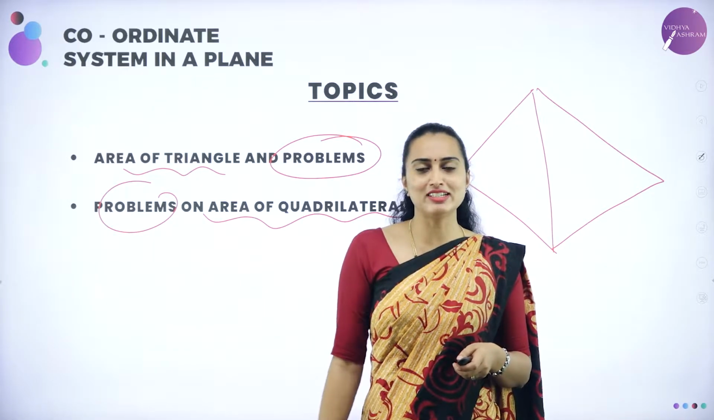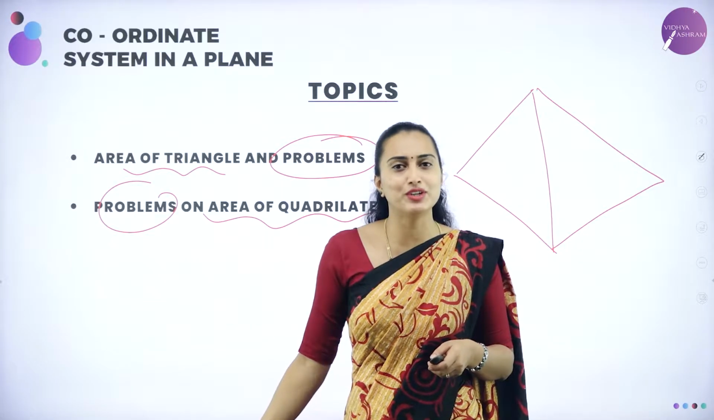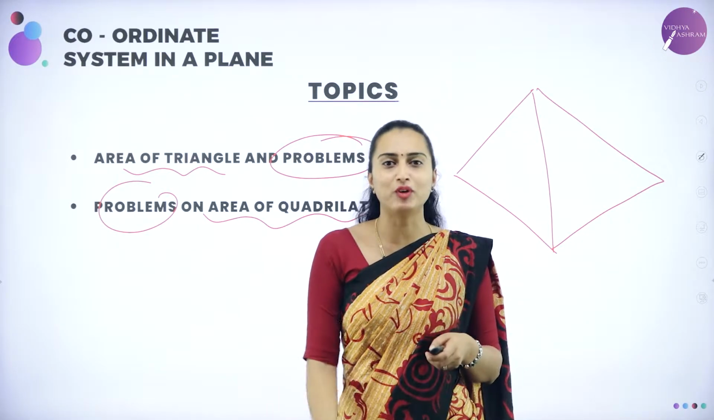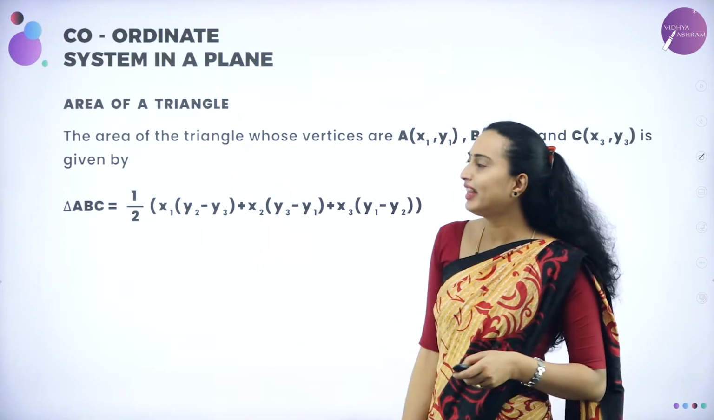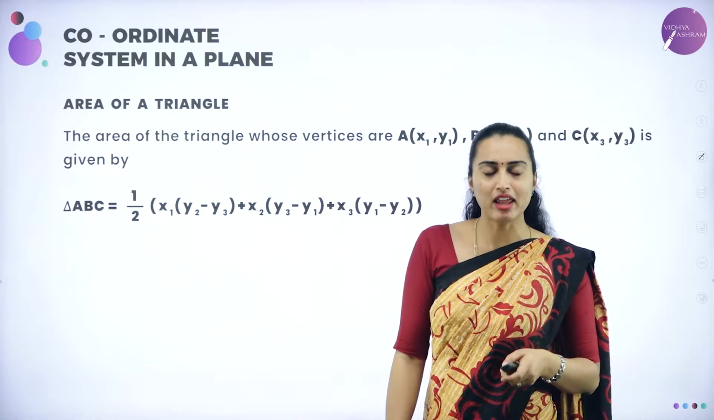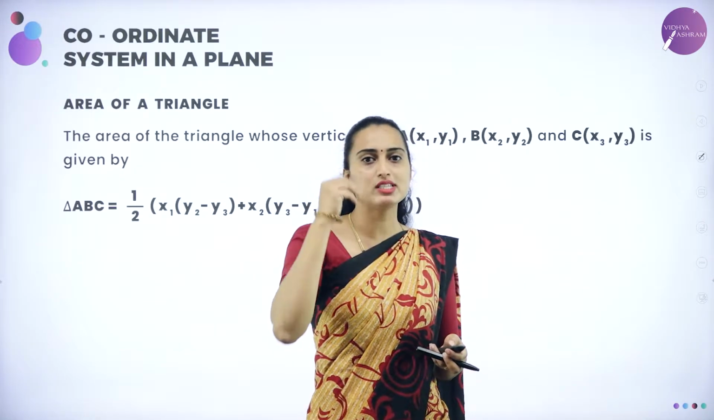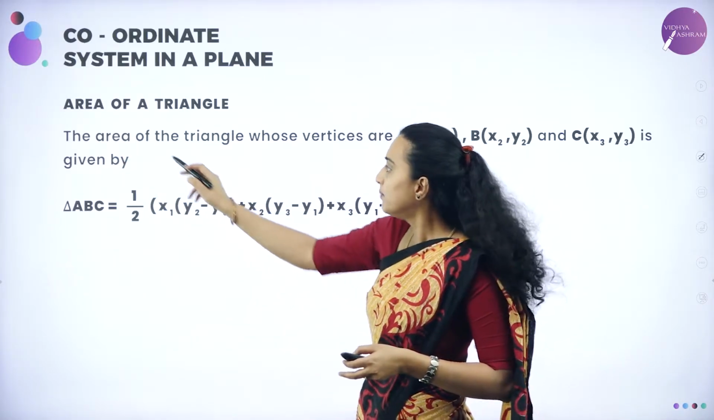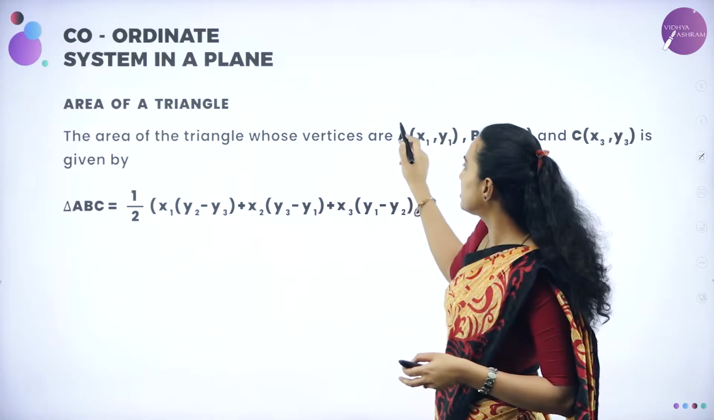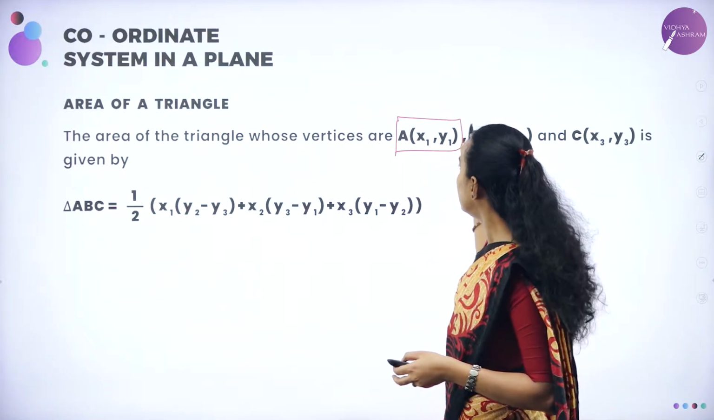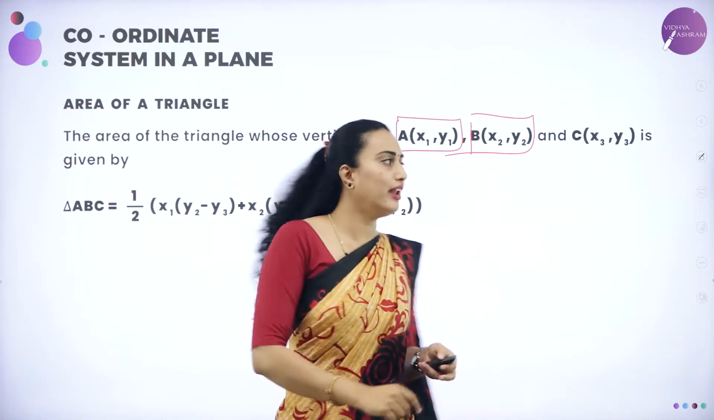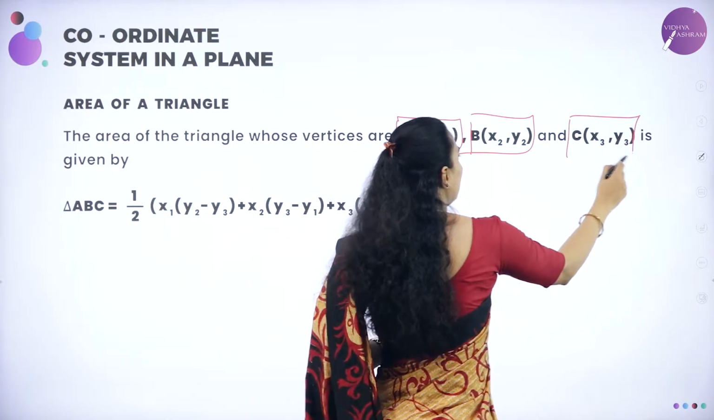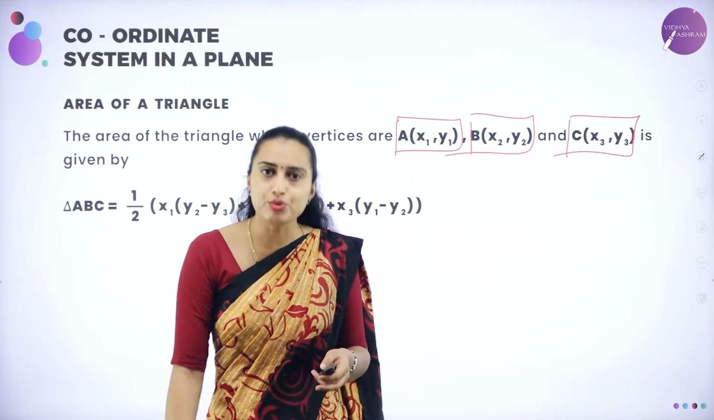Now let us look into the area of a triangle, what it means and what will be the formula of that. Okay, so here the area of a triangle is given by, we are going to take 3 points. That means you are going to have on a triangle 3 points. The area of a triangle whose vertices are A of x1 y1, B of x2 y2, and then C of x3 y3. These are all the vertices of a triangle.